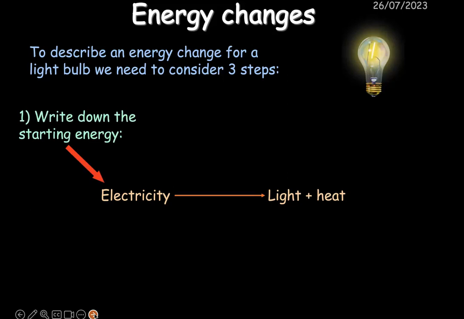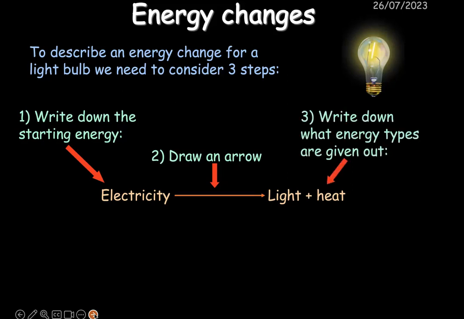They've already studied electricity. So the starting energy you write down first. It could have been that you've written it as chemical if it was a battery, or electromagnetic if it was a generator. The arrow represents the direction of the energy transfer, and then on the right hand side of the arrow are the types of energy which are your output.